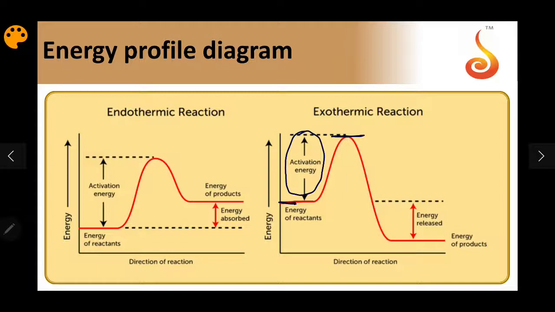So this is exothermic. This is the energy of the reactant, which is higher, and the energy of the product is at a lower level. The difference between the two is the enthalpy change of the reaction.